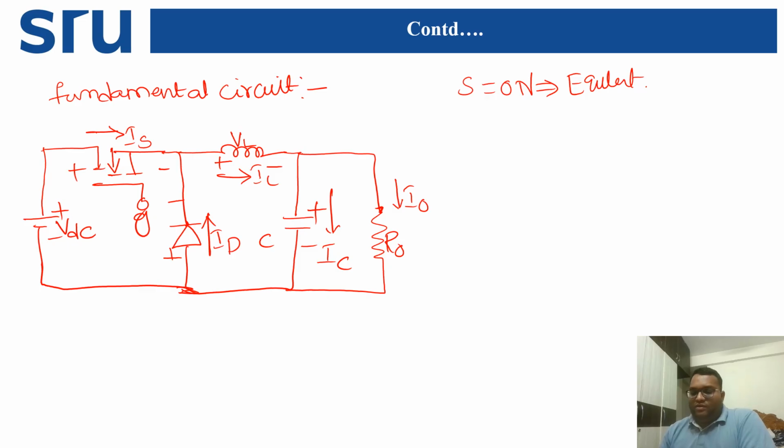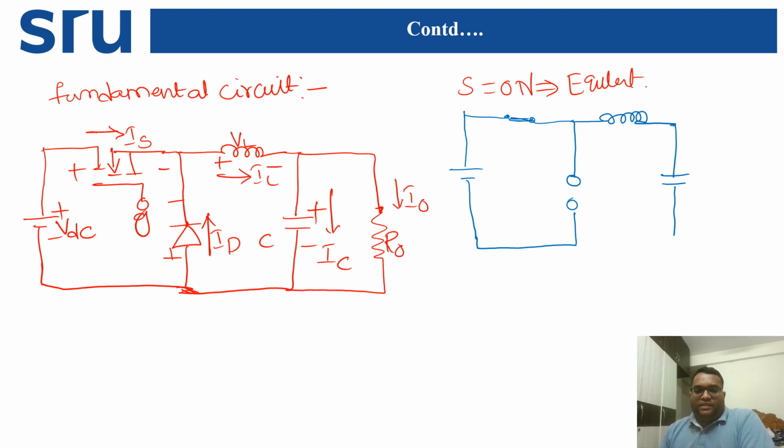First, let us draw a voltage source, and after that the switch is short circuited. The diode will be open circuited, so we need not draw the diode symbol in this equivalent circuit. Then we take an inductor, then a capacitor, and finally a resistor. So this is the equivalent circuit of the buck converter under switch on condition.